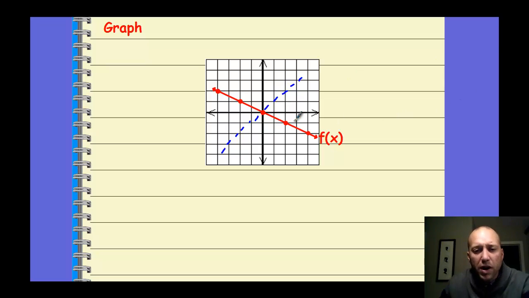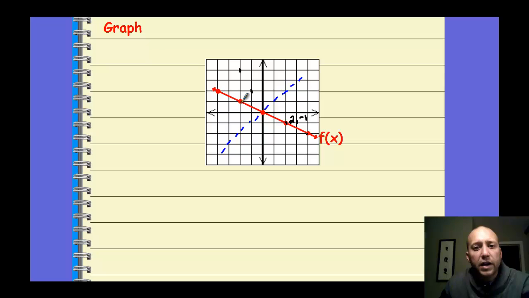Another way to do it, to be more accurate, a lot of times I'll take a point. This point here is 2, negative 1. And then what happens is they flip spots. It becomes negative 1, 2. This point here is 4, negative 2. It's going to become negative 2, 4.